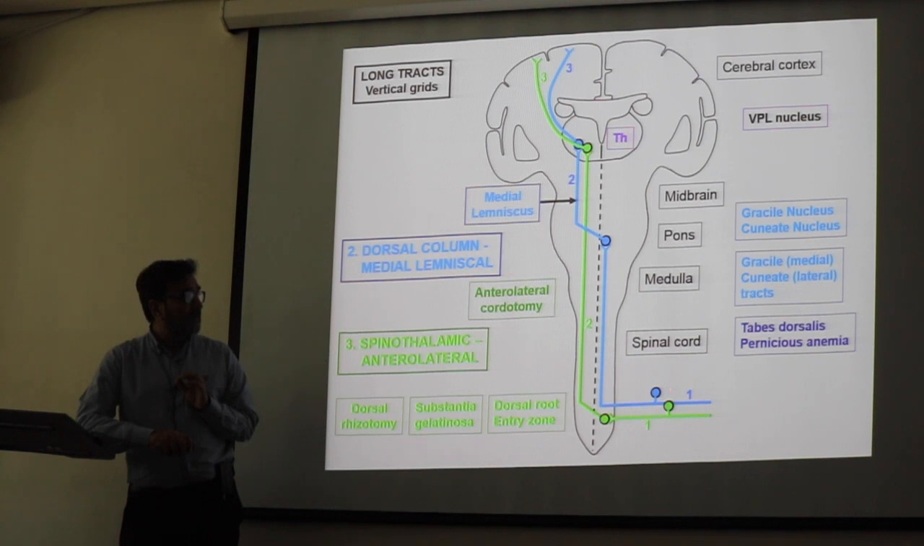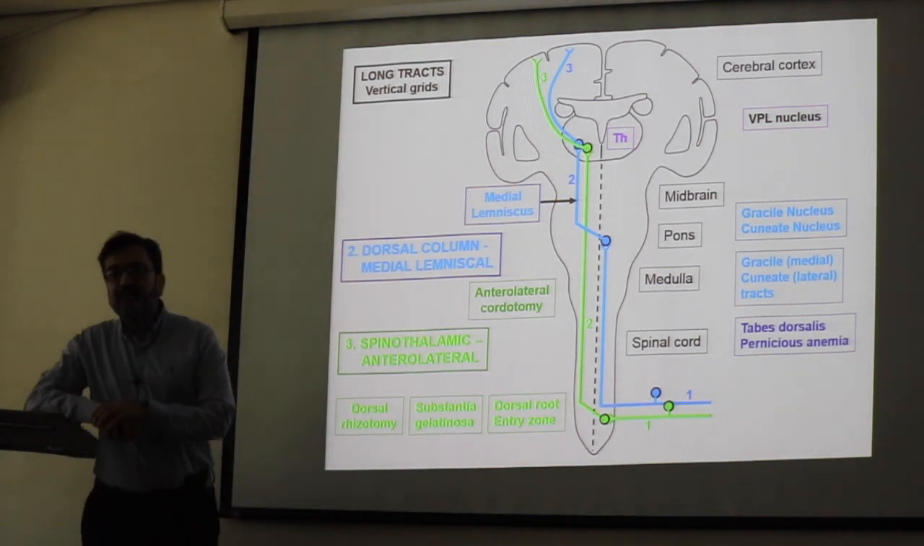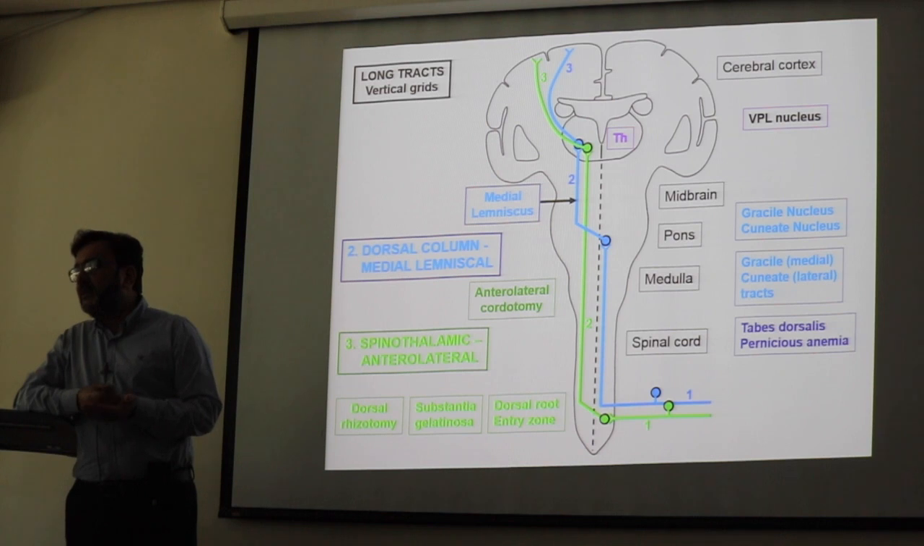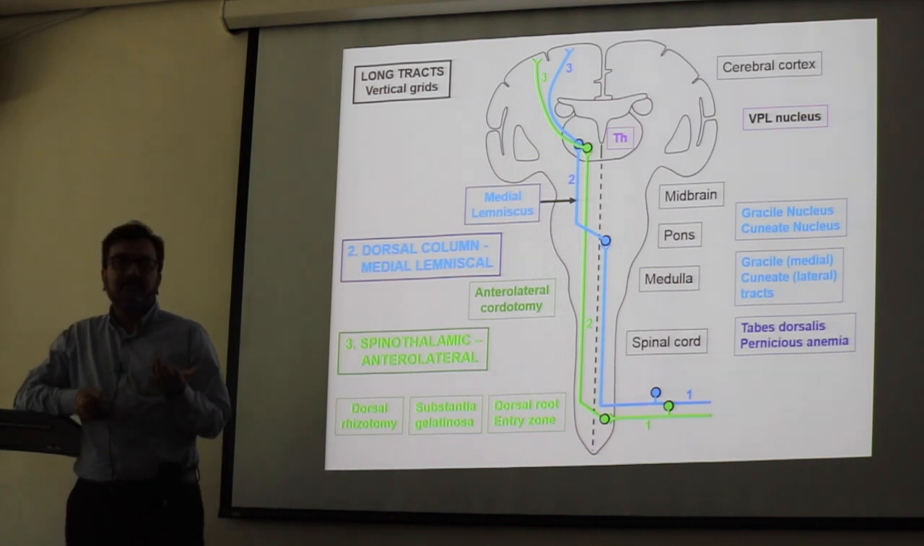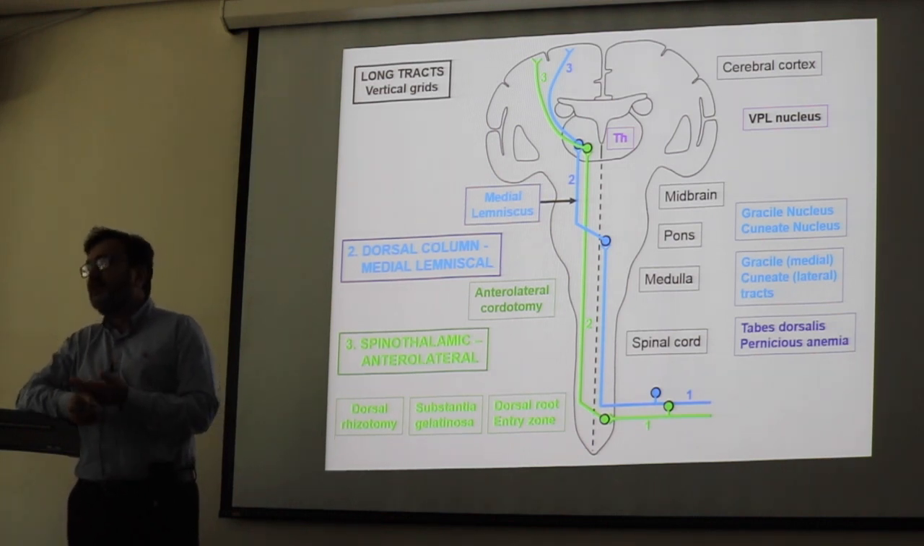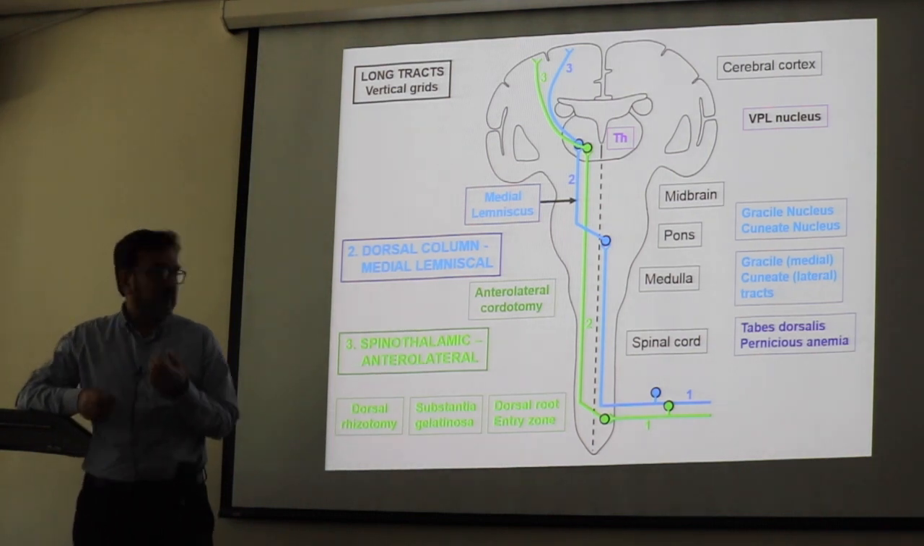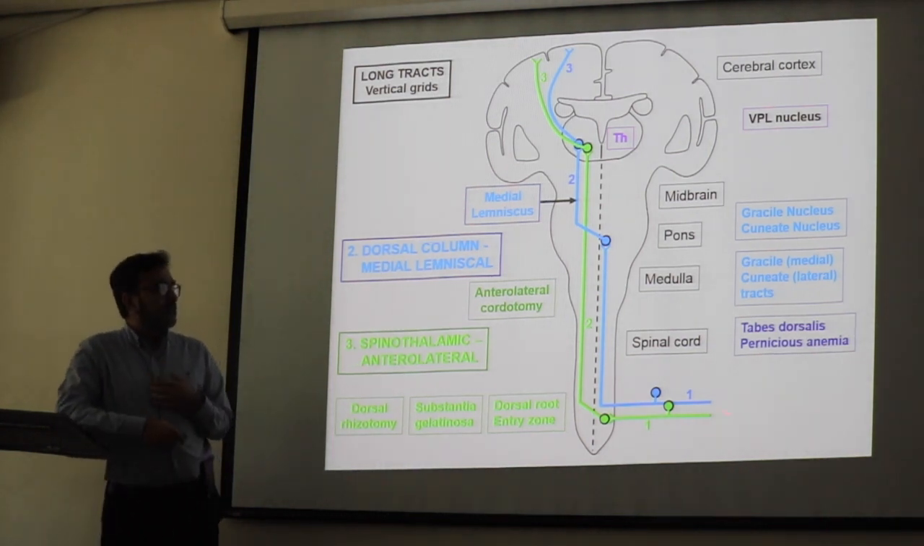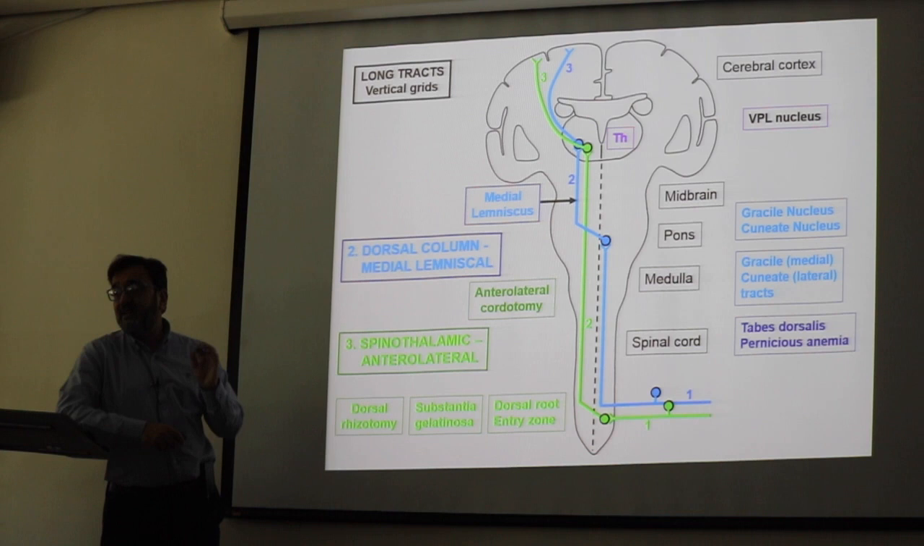If you compare this with the spinothalamic pathway, which are the anterior spinothalamic and the lateral spinothalamic. Lateral spinothalamic is in the lateral white column, responsible for pain and temperature. Anterior spinothalamic is responsible for crude touch and pressure. The first orders again are present in the dorsal root ganglia. They would enter the spinal cord and synapse with the substantia gelatinosa in the dorsal gray horn cells.